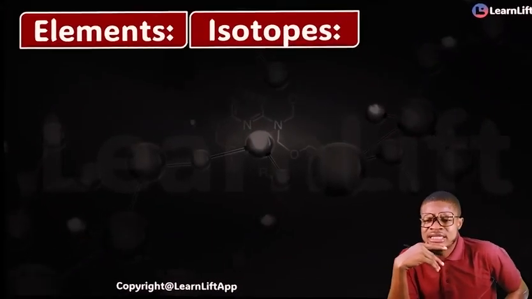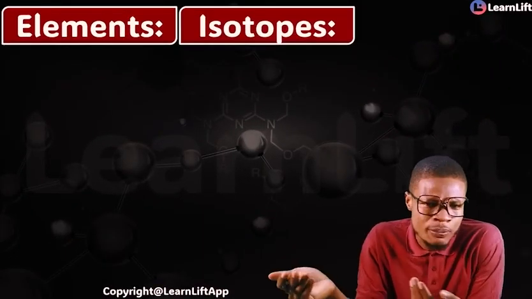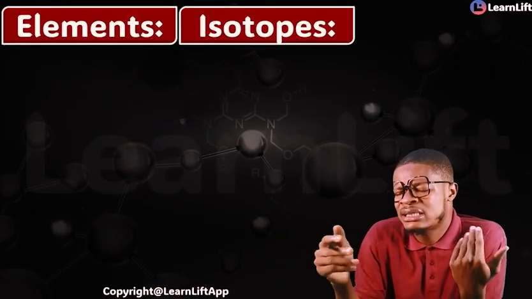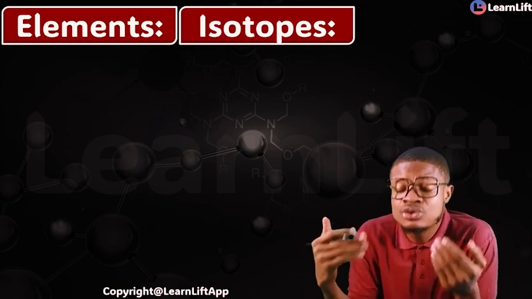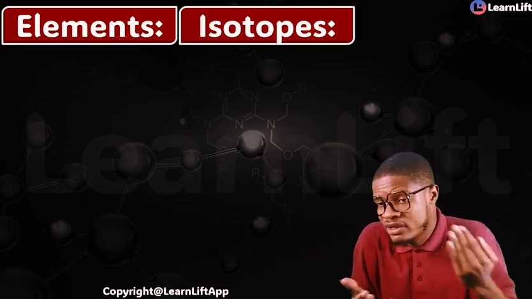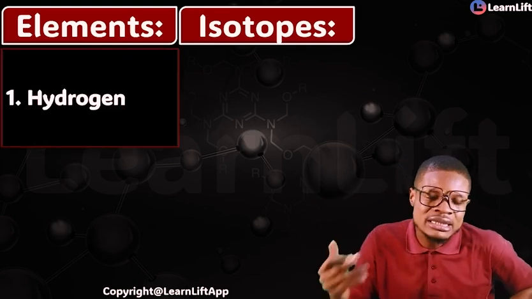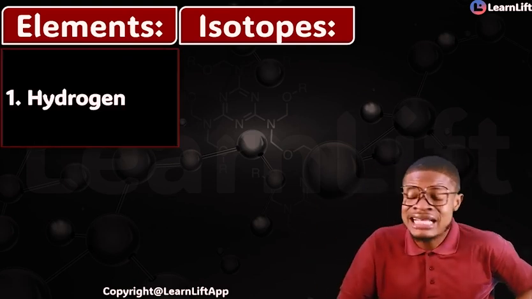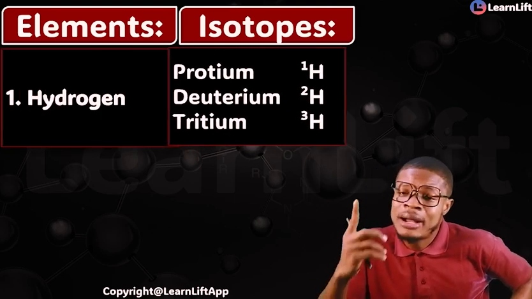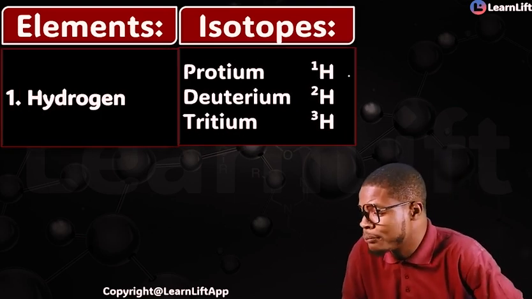Now, I'd like you to understand this. There are elements that show isotopy. What are the various elements that have different isotopes? You must understand them as far as JAMB and WAEC is concerned. The first element there is hydrogen. Hydrogen has how many isotopes? 3 isotopes. Number 1 is called your protium. What is it called? Protium.